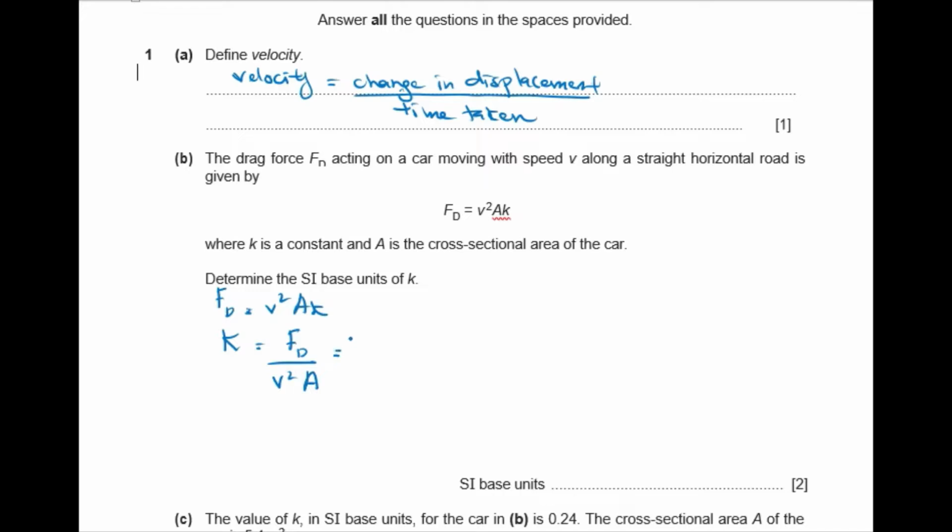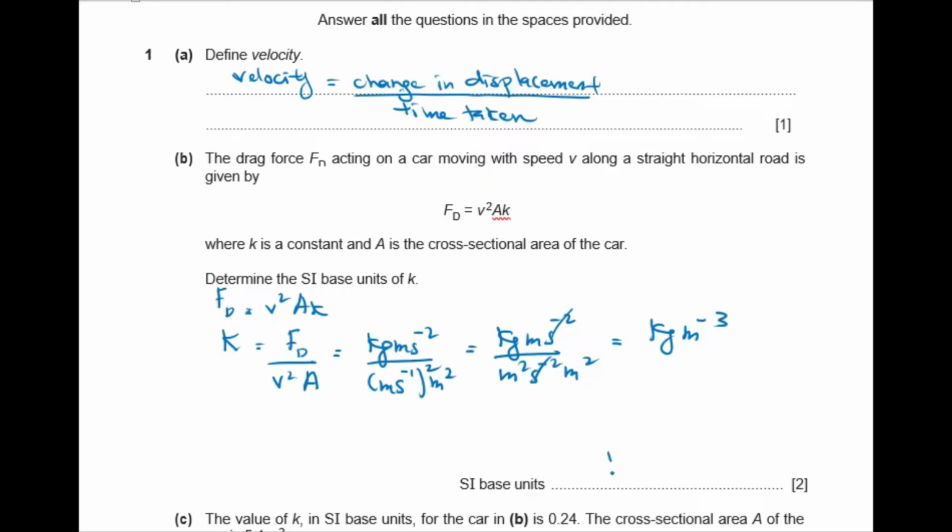Fd is the drag force. Base unit of force is kg m s^-2. Unit for speed is m s^-1 and unit of area is m squared. So now it becomes kg m s^-2 over m squared s^-2 m squared. So the unit is kg m^-3.